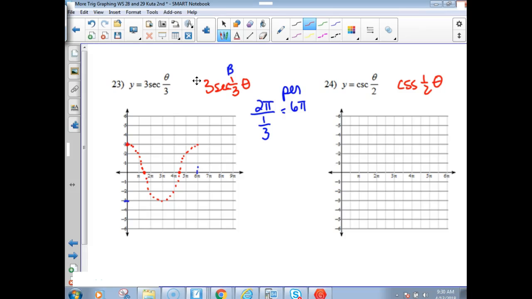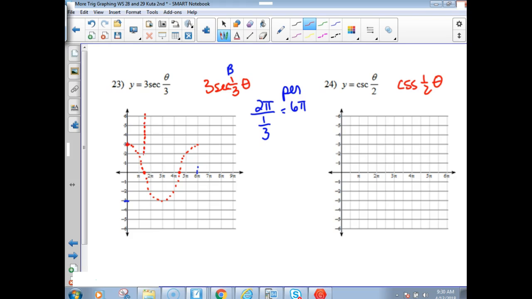Okay, we're looking at number 23 on worksheet 29 I was asked to look at. These are just going to be whatever I'm asked in second hour today so that my 6th hour can look at them. We were doing 3 times the secant of 1/3 theta. So we found the period is 6 pi, half of 6 pi is 3 pi, and half of 3 pi would be 1.5 pi. So I'm looking here, and now I need to know where the asymptotes are.